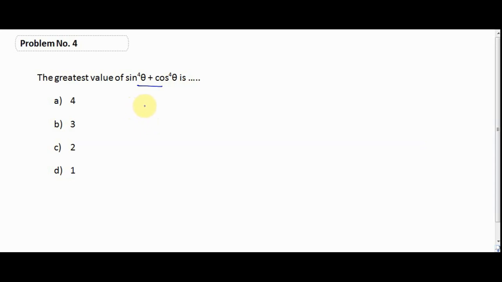Okay, now coming to the solution, here we are asked to calculate the value of sine raised to 4 theta plus cos raised to 4 theta, the greatest value corresponding to sine raised to 4 theta plus cos raised to 4 theta. Okay, now we know that sine square theta plus cos square theta is equal to 1. Okay, let's square on both sides of this equation.